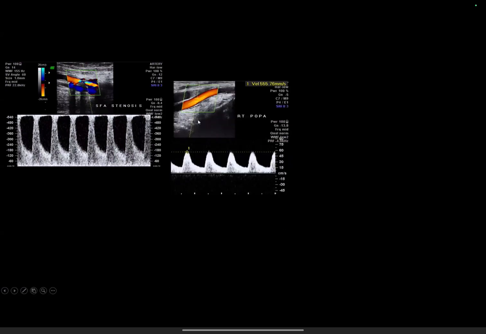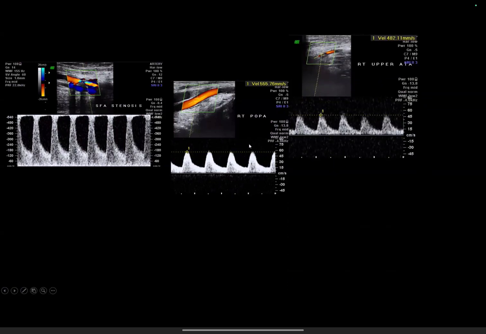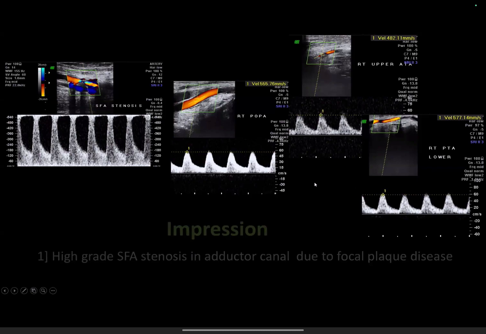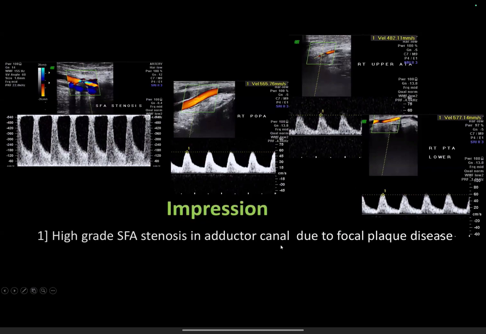In the same site, we can see high velocities, 540 centimeters per second, and the ratio is more than 5. There is dampened flow in the distal popliteal segment and the upper anterior tibial and posterior tibial artery. So in this case, there was only a high-grade stenotic lesion in the adductor canal due to focal plaque disease, and it is a suitable case for intervention with angioplasty and stenting because the rest of the downstream tree is normal.